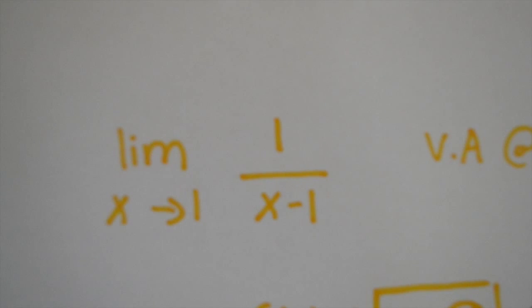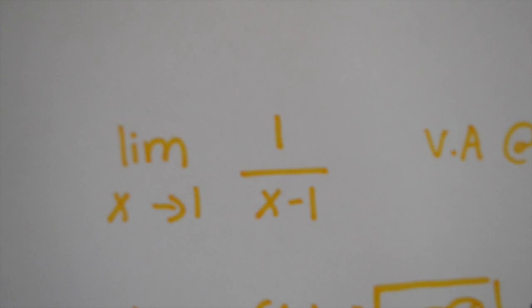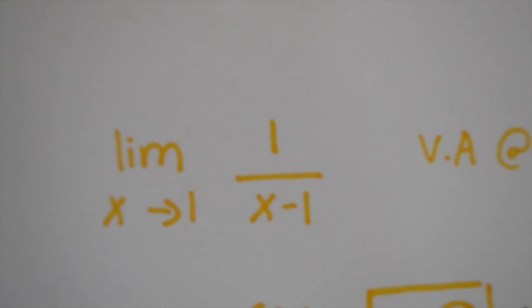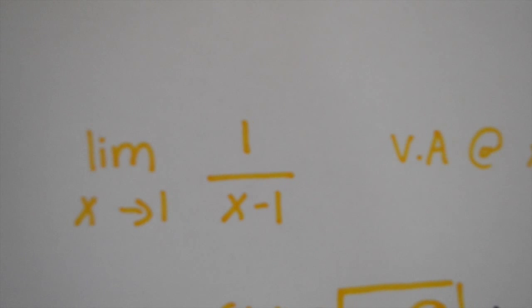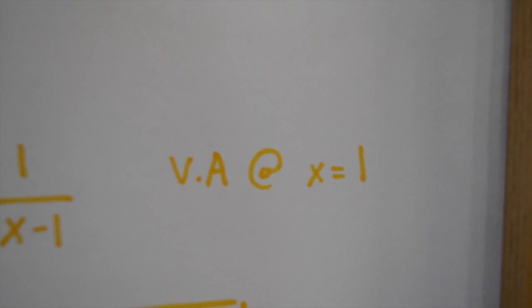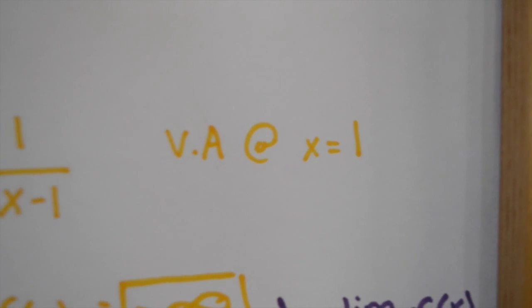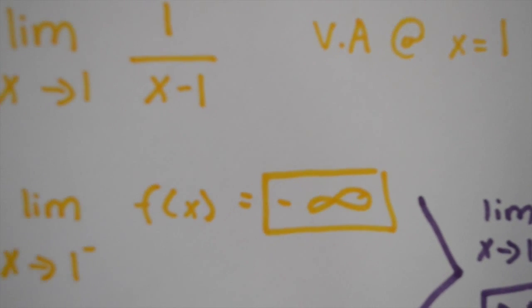So a limit does not exist when one side doesn't match the other. Let's look at the limit of 1 over x minus 1 as x goes to 1. First of all, you know that there is a vertical asymptote at x equals 1 because it's a number over 0. You then want to look at the limit from both sides of 1. So one from the left and one from the right.